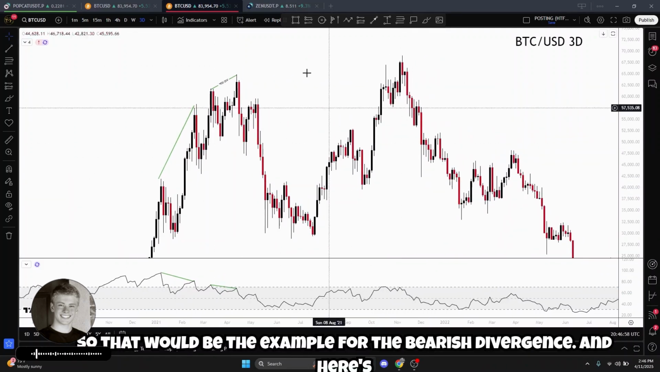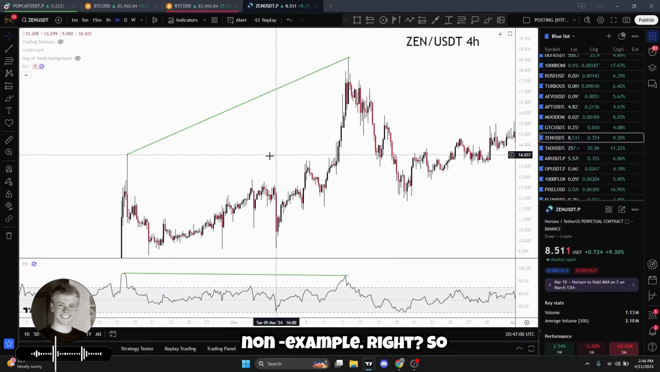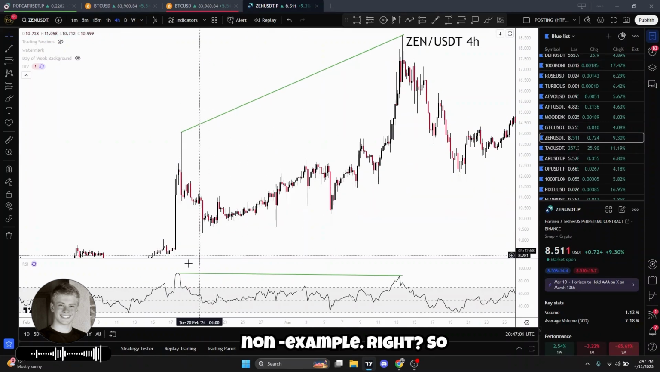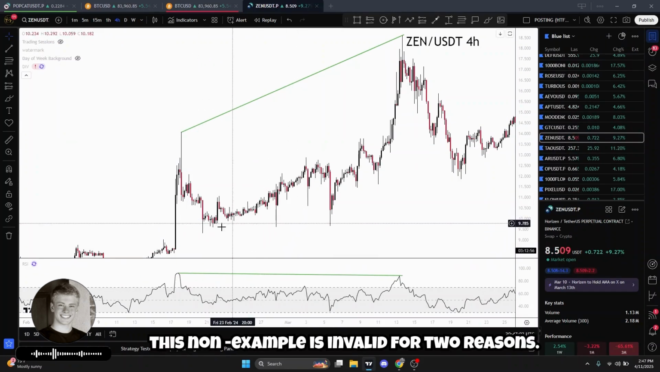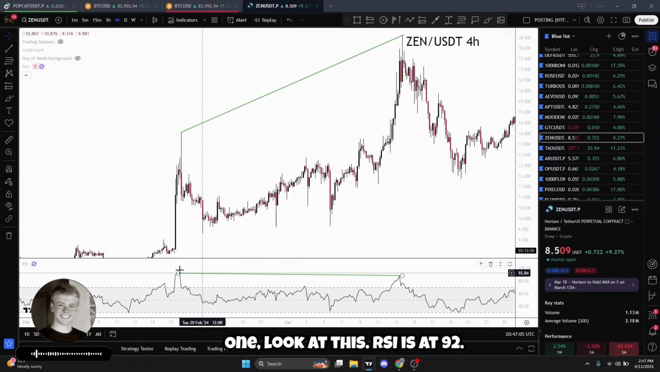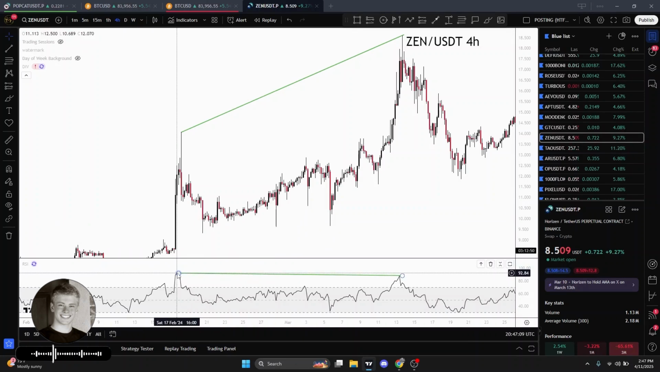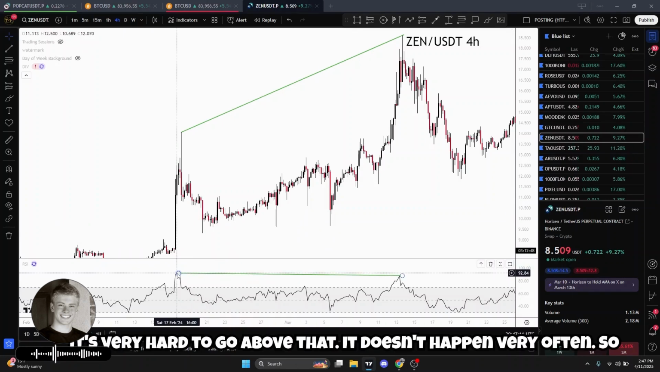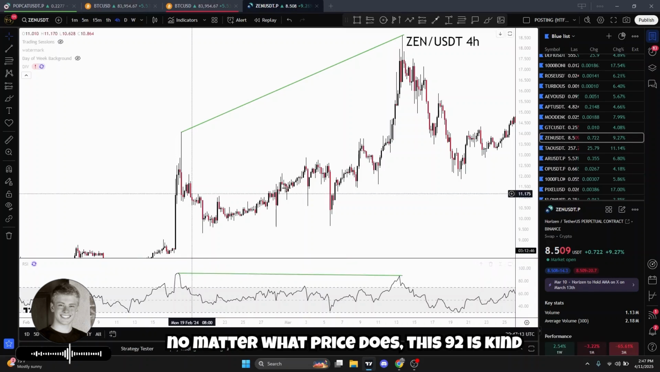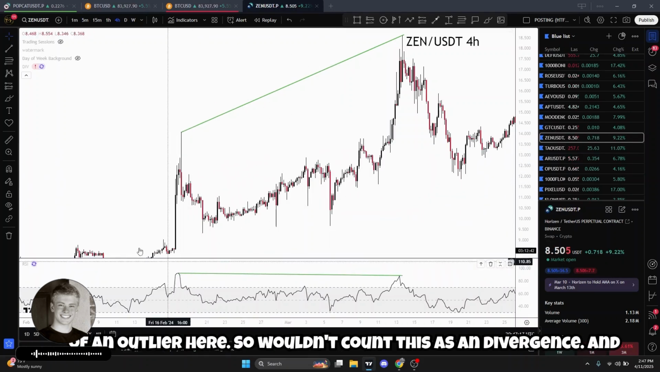So that would be the example for the bearish divergence, and here's a non-example, right? This non-example is invalid for two reasons. One, look at this, RSI is at 92. It's very hard to go above that. It doesn't happen very often, so no matter what price does, this 92 is kind of an outlier here, so I wouldn't count this as a divergence.